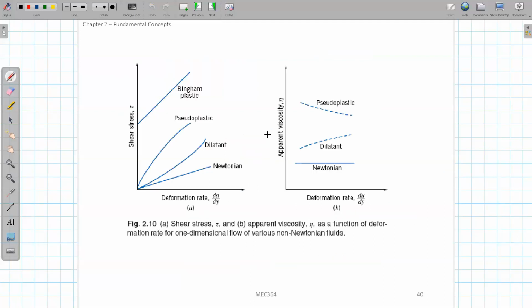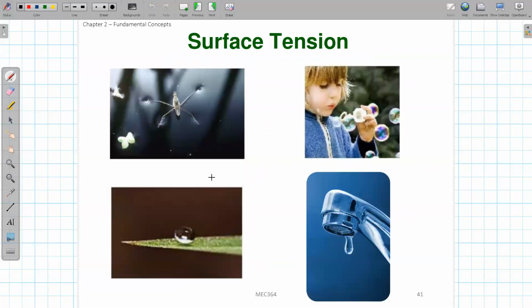And this is a picture for different kinds of fluid. Here we finish the topic of the viscous effect and viscosity for Newtonian fluids. The next topic of this chapter is surface tension. So what is surface tension, and what's the physics behind it?